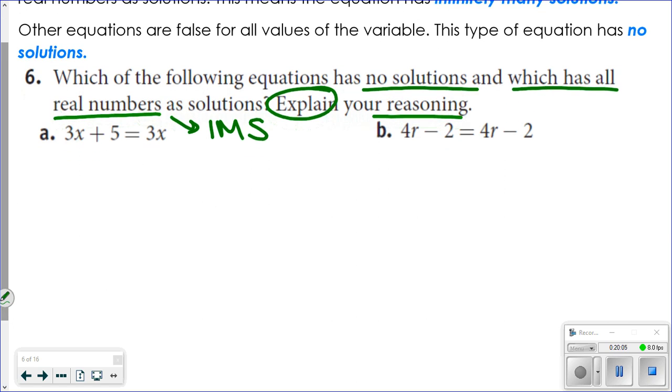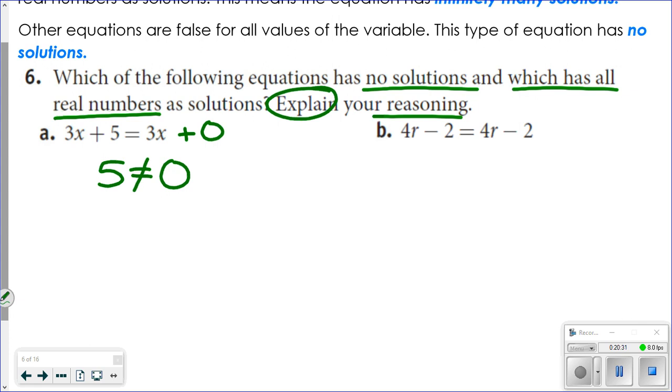Letter A. 3x plus 5 equals 3x plus 0, because there's nothing there. So take a look here. My variable terms are the same, 3x and 3x. But what's different is your constants. Is 5 ever going to equal 0?